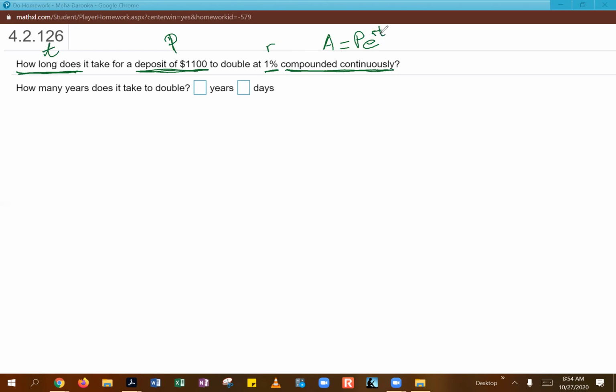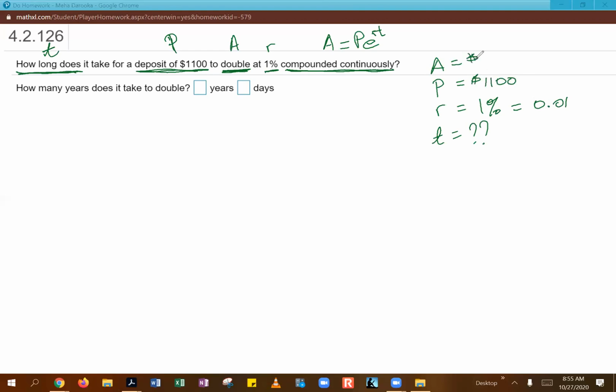So if T is our unknown value, we are given R and P. Of course, e is the natural number e, so they should also give us the A value. The A value comes from where they're telling you the deposit is going to double. That's our future value, the A value. So we've got A, P, R, and T, and T is the value we are trying to find. Our rate of interest is 1%, so as a decimal, that will be 0.01. The principal is a deposit of $1,100.